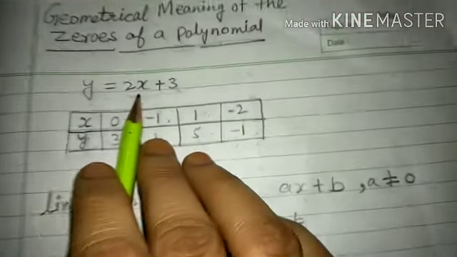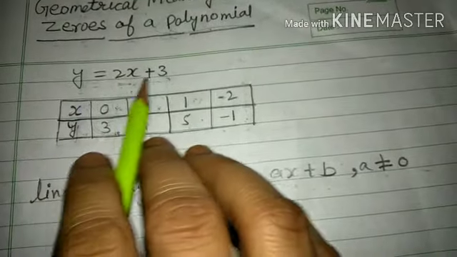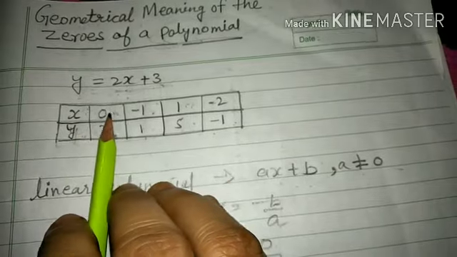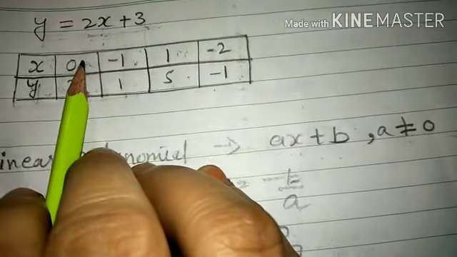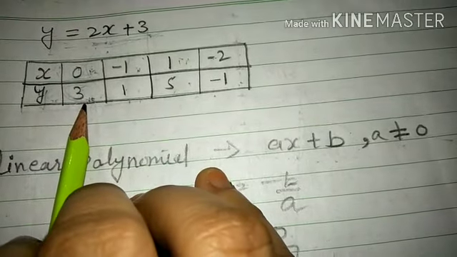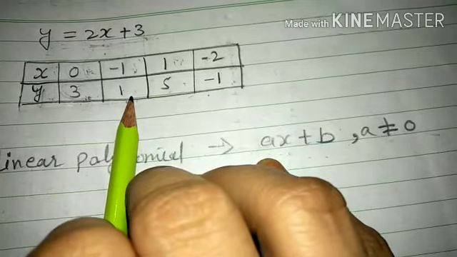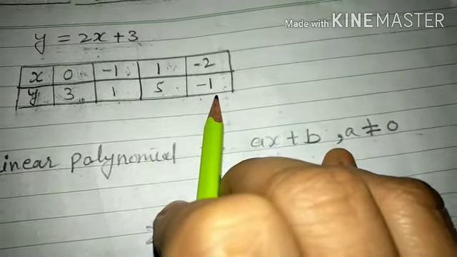We have a linear polynomial here, y is equal to 2x plus 3, and here we have a table of x and y. We are putting the value of x and finding the value of y. If we put x is equal to 0, the value of y is 3. If we put x is equal to minus 1, the value of y is 1, and so we get 1, 5, minus 2 and minus 1. Now we will plot all these values on the graph.